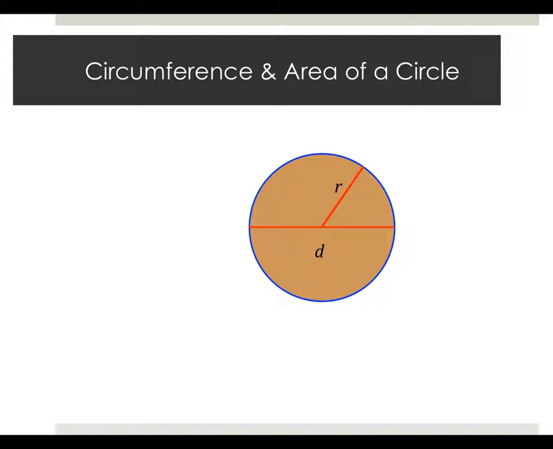So looking at that picture up there, I've got some red stuff, some brown stuff, and some blue stuff. The circle is only the blue stuff. It's like a hula hoop. You guys do know what a hula hoop is, right?